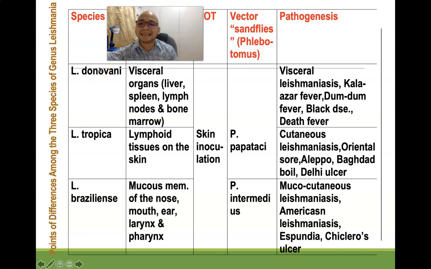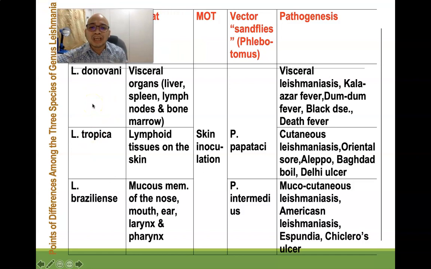This particular parasite will inhabit our visceral organs, particularly our liver, spleen, lymph nodes, and bone marrow. Take note that the mode of transmission for all the Leishmania species that we will be discussing in this slide may be through skin inoculation, which means that humans are bitten by the sandfly or the phlebotomous fly. Leishmania donovani will cause the so-called visceral leishmaniasis, otherwise known as Kala-Azar fever, dum-dum fever, black disease, or death fever. Leishmania tropica will infect the lymphoid tissues on the skin.